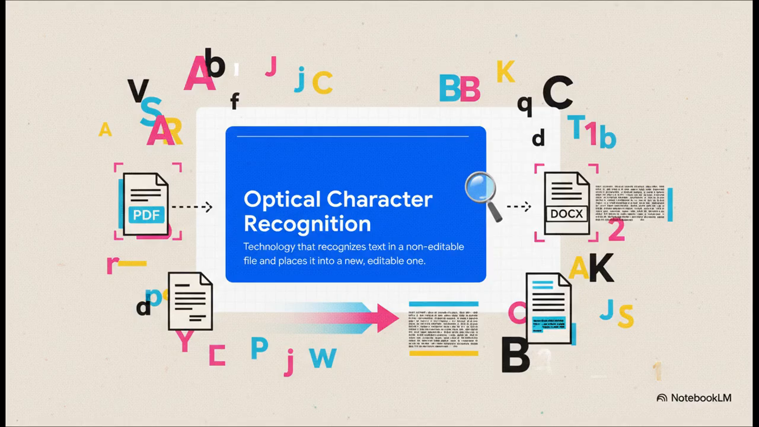So how does this magic trick actually work? Well, the secret ingredient is a technology called optical character recognition, or OCR for short. What it does basically is the software scans the document, looks at the shapes of the letters and words, and then rebuilds them as actual editable text inside a brand new document. Now, this tech has been around for a while, but what's amazing is how tools like Convertio make it so unbelievably easy for anyone to use.